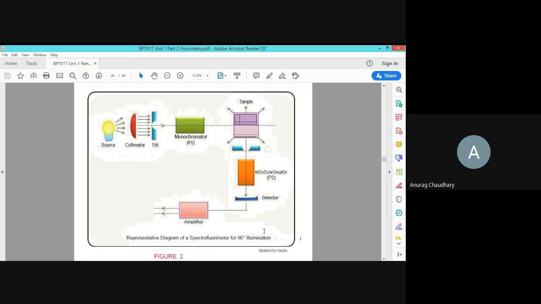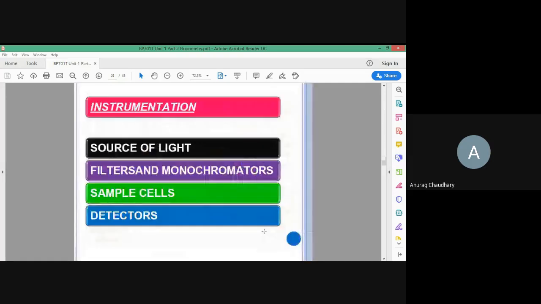then sample cell, then again monochromator. So we use monochromator before the sample cell and after the sample cell. Then detector, amplifier, and readout system. So these are different parts of a typical fluorometer or a spectrofluorimeter. So the main parts in instrumentation in spectrofluorimeter are source of light, filter and monochromator, sample cell and detector.